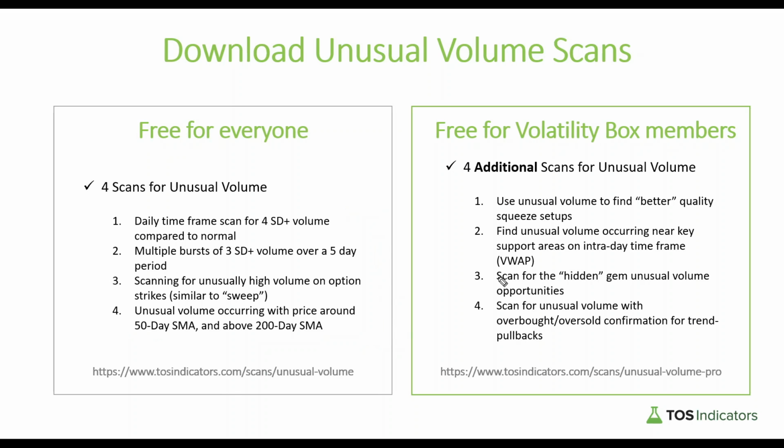Now for our Volatility Box members, we're going to be building the following additional 4 scans where we incorporate things like all of the research and code that we built in the Triple Squeeze course to try and find actual signals as opposed to just a larger list of stocks. So that's what we're going to be building in that first scan, where we focus on finding better quality squeeze setups. But then in the rest of the scans, you'll notice we go away from the squeeze, right?